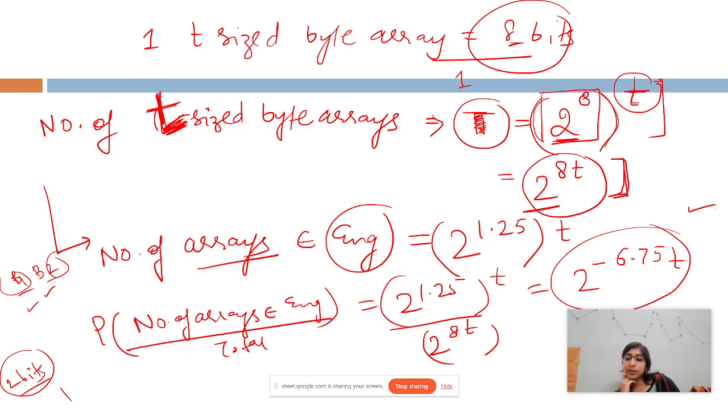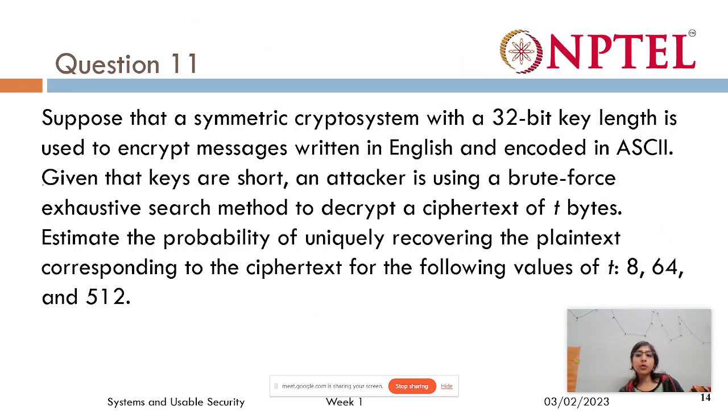Is it clear? Please respond. Yes, clear. Okay. Next question is also very similar. I think now you can give it a try. You have little idea now.